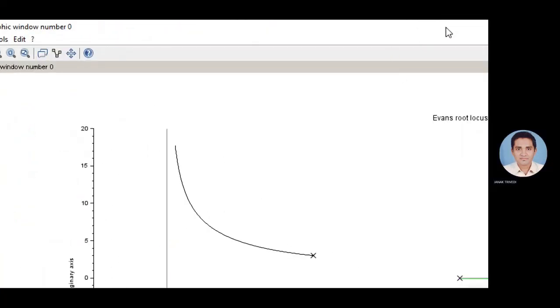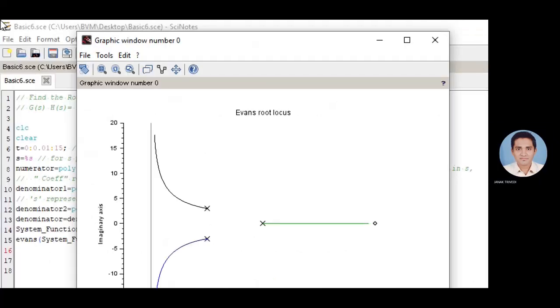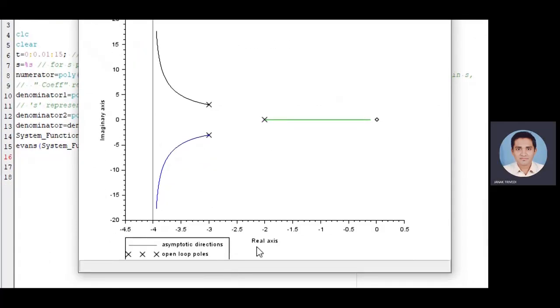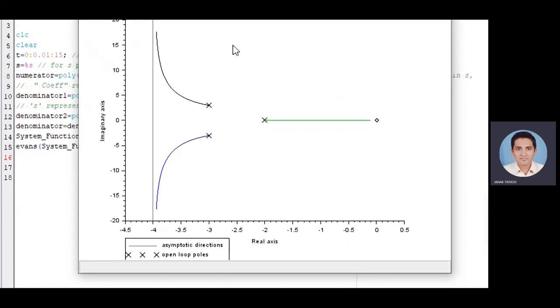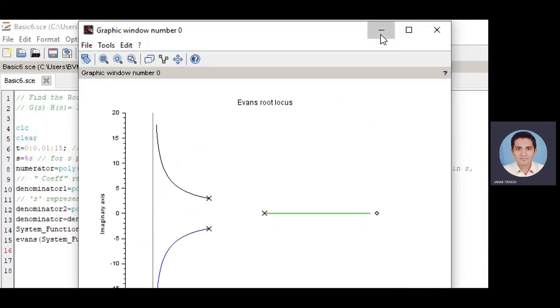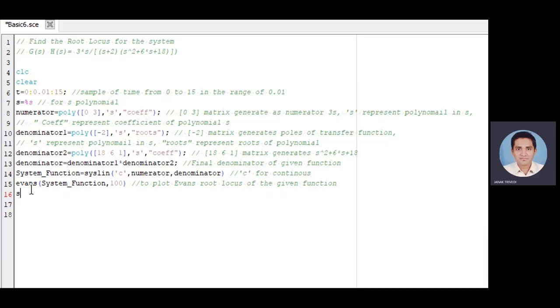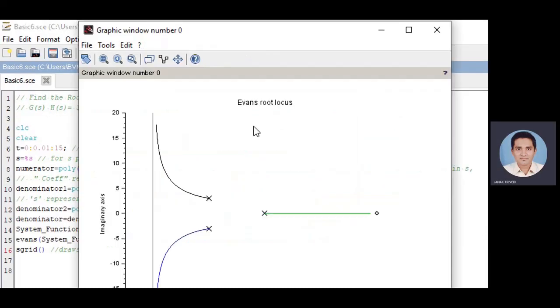You can see here there is no grid. So this is the real axis, this is the imaginary axis, but you cannot find the grid on the location. So it will be difficult to find the values of different real and imaginary values. So here I have just put one command called grid, to draw the s-plane grid. Now run this program and you can see the result.